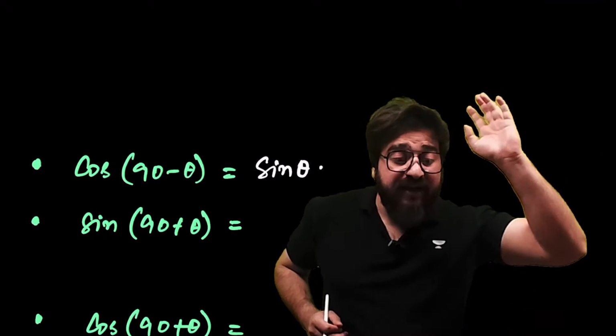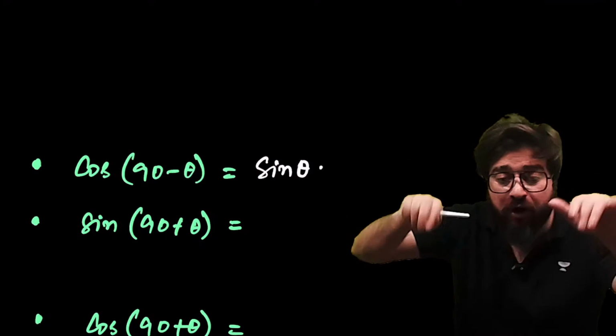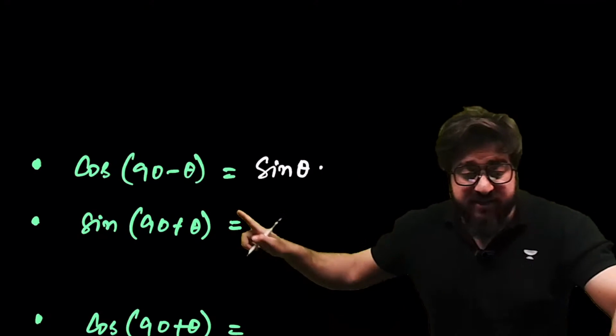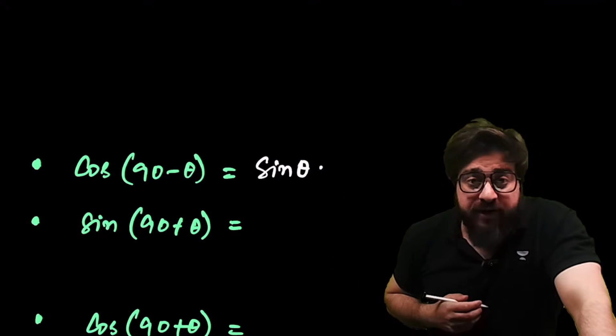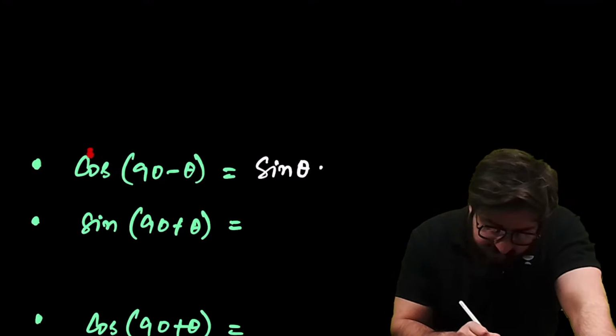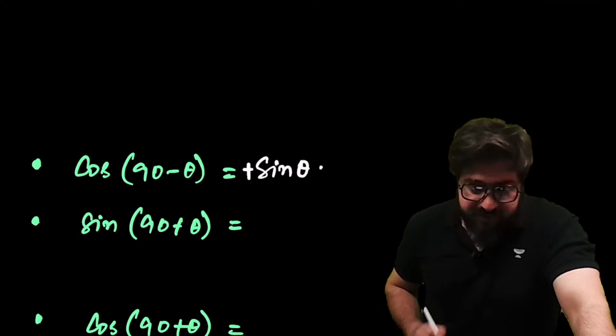Now we have to see whether we should put positive or negative over here. It depends. See, 90 minus theta is first quadrant, and in first quadrant, we say cos is positive. So it would be plus.